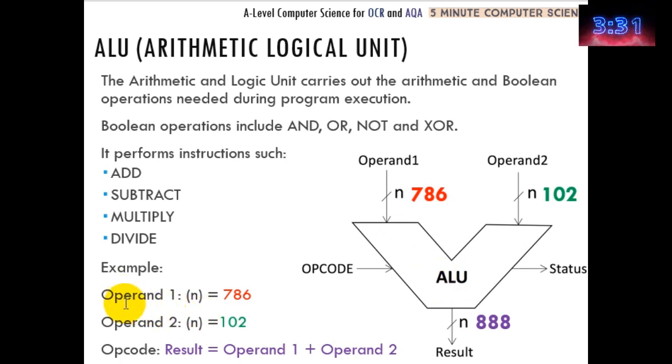Well, you'll see here there's operand 1 and operand 2 and the opcode. And the opcode is simply saying take the values of operand 1 and operand 2 and place them inside this variable or value called result. So in the graphic you'll notice operand 1 is 786, operand 2 is 102. The ALU simply says I'll have the both of them please, thank you. I'll add them up and here's the result. And that's it. That's all the ALU does.